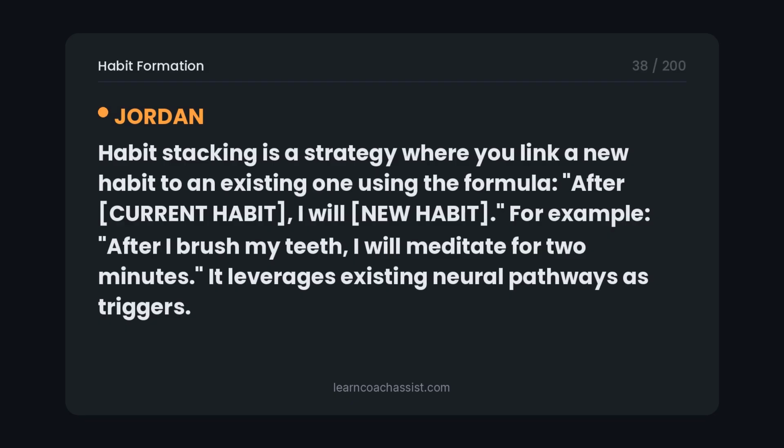Habit stacking is a strategy where you link a new habit to an existing one using the formula: after [current habit], I will [new habit]. For example, after I brush my teeth, I will meditate for 2 minutes. It leverages existing neural pathways as triggers.